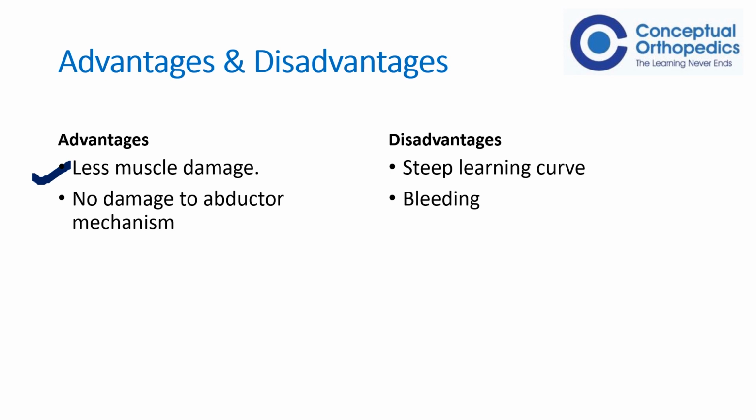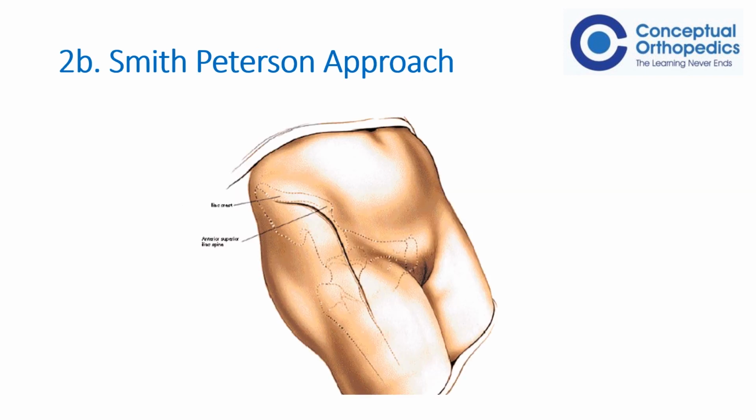But it has a significantly steep learning curve since the incision is quite small compared to, say, a posterior approach, in which one needs to work to reach the hip and the acetabulum, and if the proper muscular planes are not followed, there could be significant bleeding, especially from the circumflex vessels.